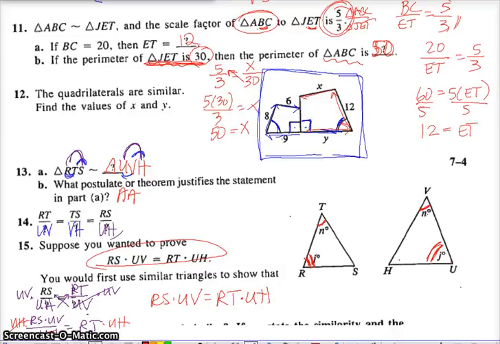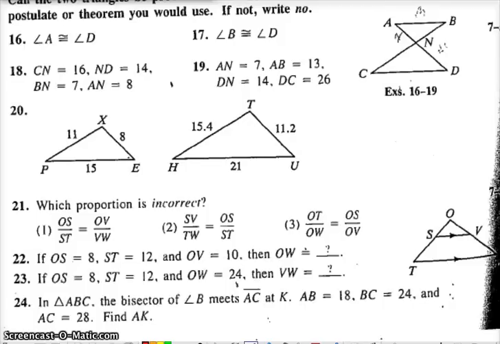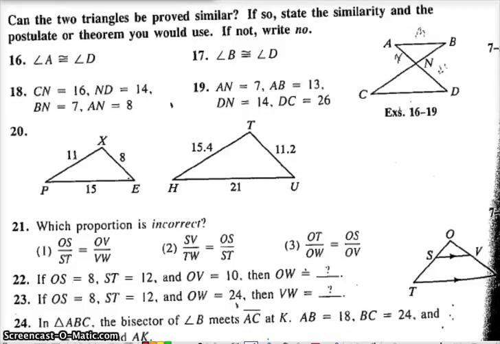And finally, the last few problems, I might need another video to finish it, but we'll try and do as much as we can in this minute and a half. It says, can the two triangles be proved similar? So we're looking at these two triangles over here. If so, state the similarity and postulate or theorem you would use.